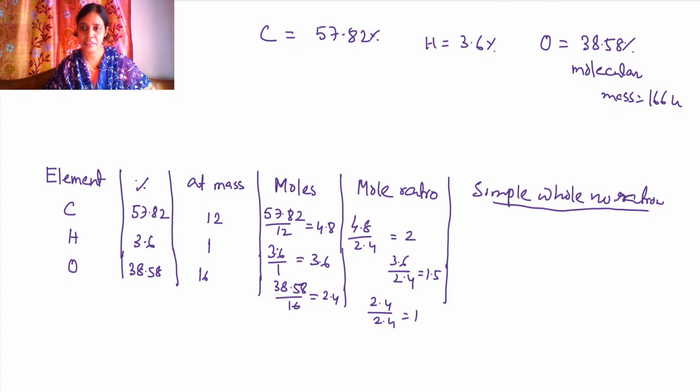Now I have to fill up this simple whole number ratio column. How can I fill it? Here all numbers are not whole numbers. The number of hydrogen atoms here is 1.5. It is not a whole number. How can I make it a whole number? If I multiply this with 2, then I will get the whole number, that is 3. But when all the numbers are in a ratio, I cannot multiply any one number alone.